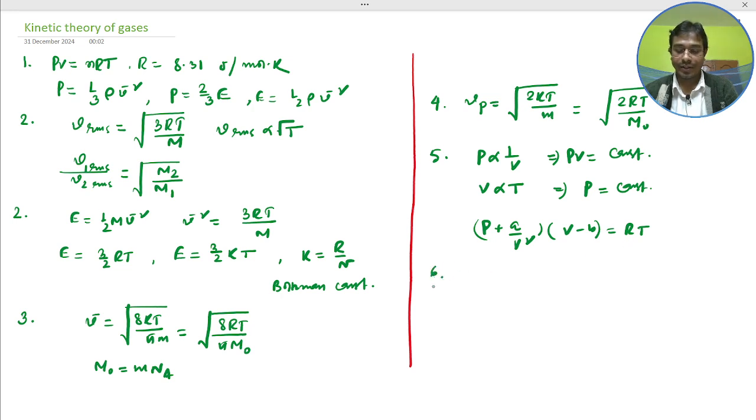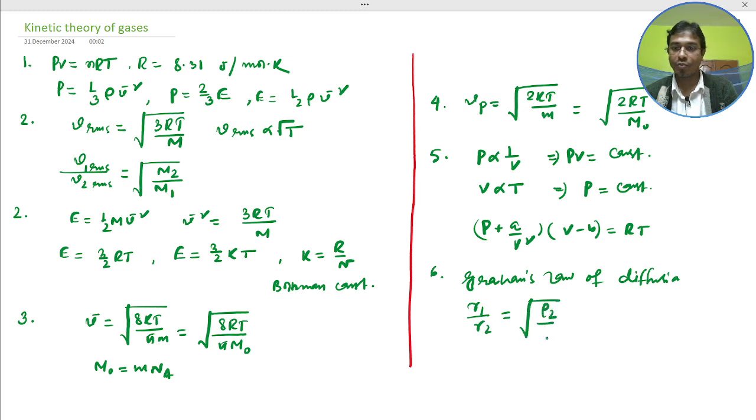Next, Graham's law of diffusion. The rates of diffusion of two gases, R1 and R2, with densities ρ1 and ρ2, are related by R1/R2 = √(ρ2/ρ1). Basically, R is proportional to 1/√ρ.